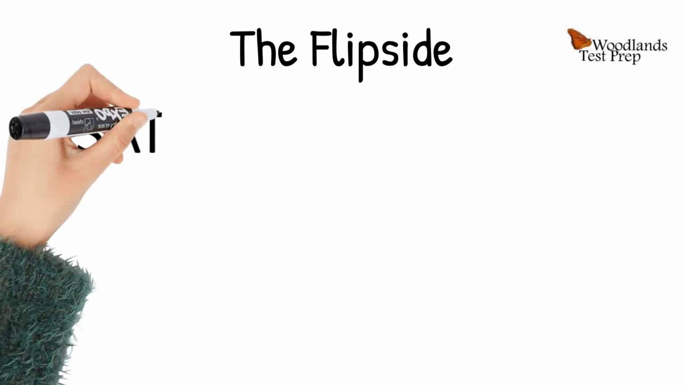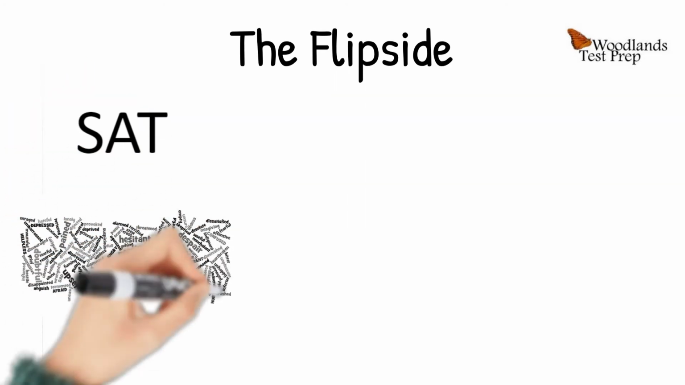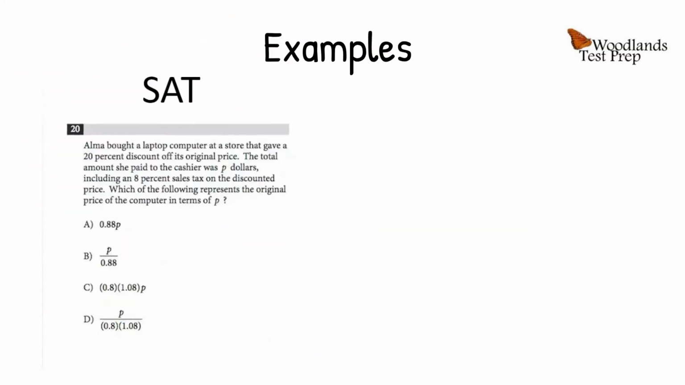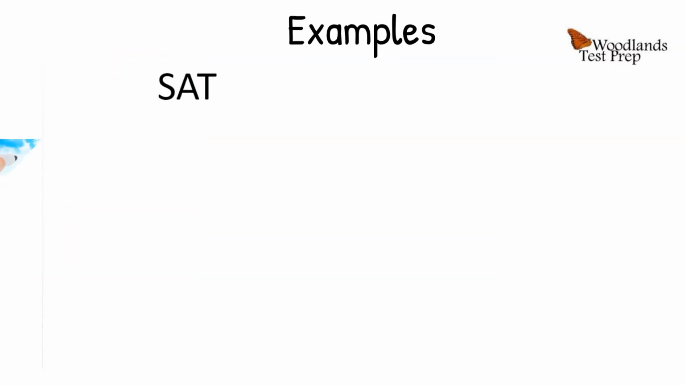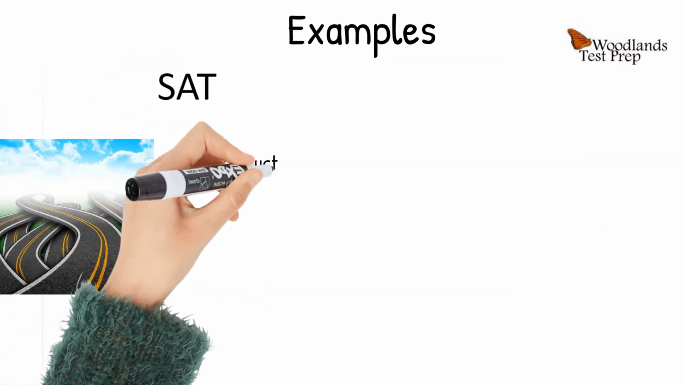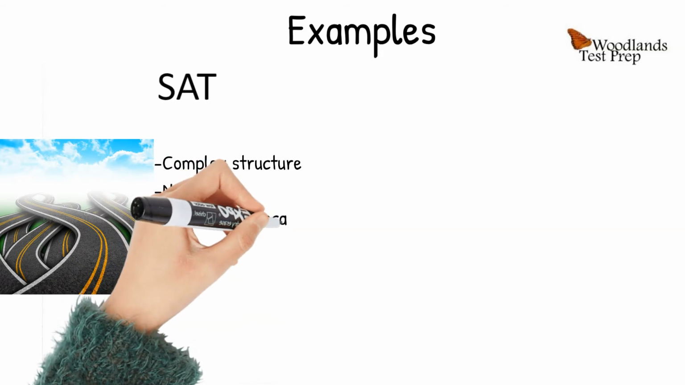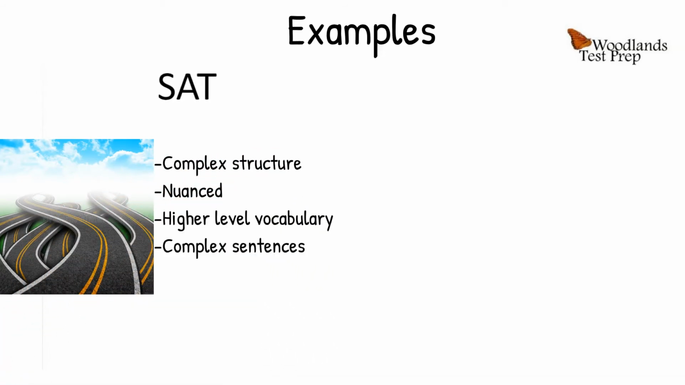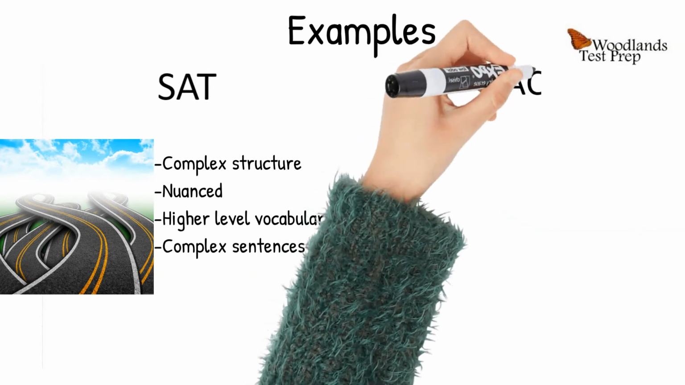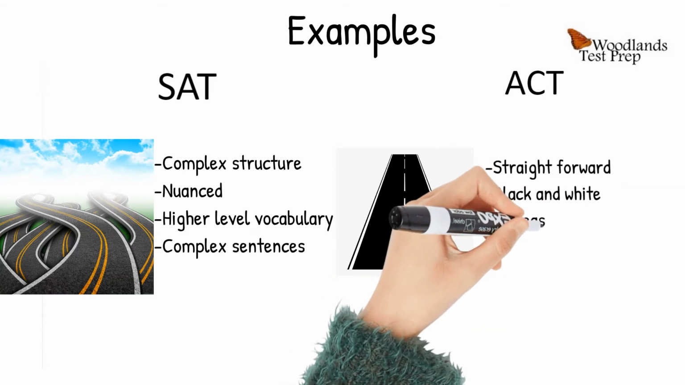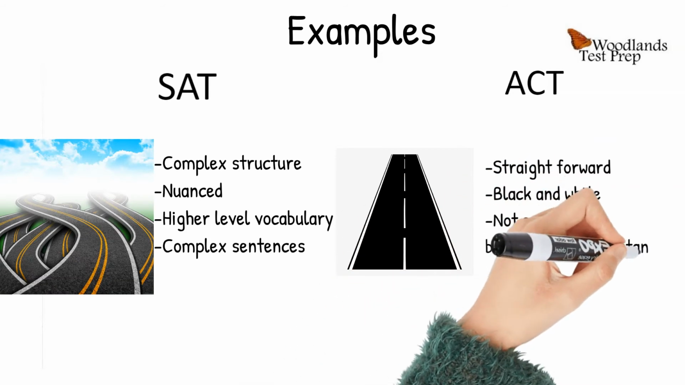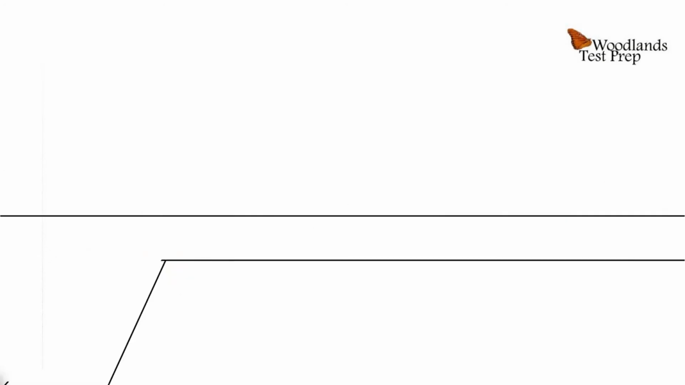But what the SAT gives in timing help, it uses in complexity of task and just the flat number of words you have to read. For example, the average SAT math with calculator question has significantly more words per question than the average ACT math question. The average SAT reading comprehension passage is more complex in structure, more nuanced, uses higher level vocabulary, and uses more complex sentences than passages on the ACT. The ACT, by contrast, is much more straightforward, more black and white, not easier to do, but easier to know what the question is asking.